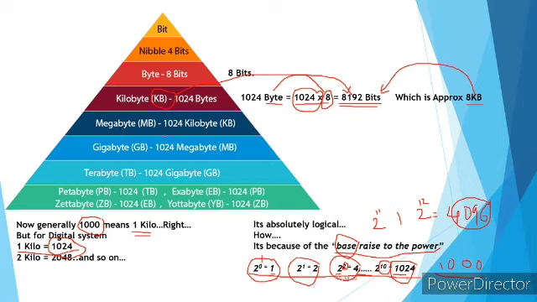And this is how 1 MB, 1 GB, 1 TB are represented. Now you can see here, 1 KB means 1024 bytes, right? 1 MB means 1024 KB. KB is already taken here, right? So it is 1024 into 1024 into 8.